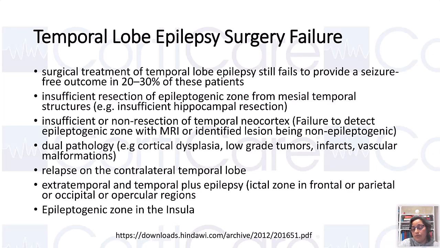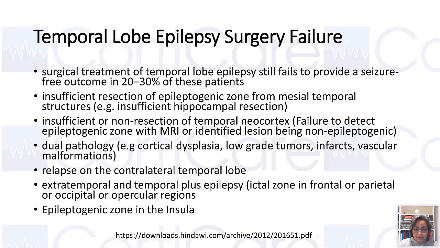And maybe there is dual pathology. It's not just the temporal lobe that is causing the temporal lobe seizures. It could be some tumors, some infarcts, or maybe cortical dysplasia that is still causing the seizures even after resecting part of the temporal lobe. And in some patients, they have seen that the contralateral temporal lobe relapses. So even if there was no epileptogenic zone to begin with in the contralateral temporal lobe, after the surgery, somehow that tissue becomes epileptogenic.